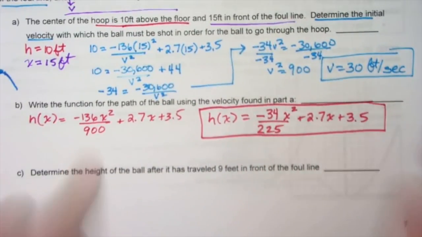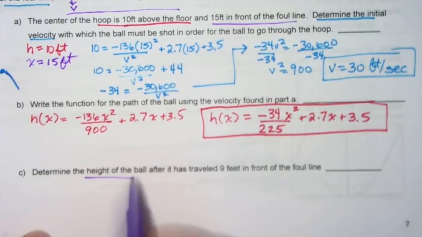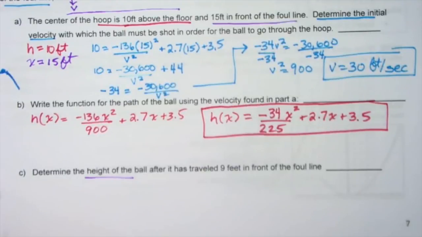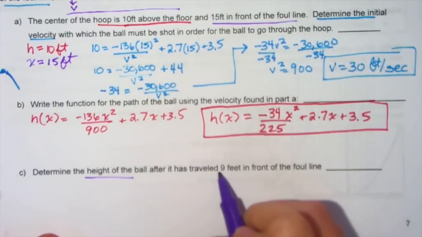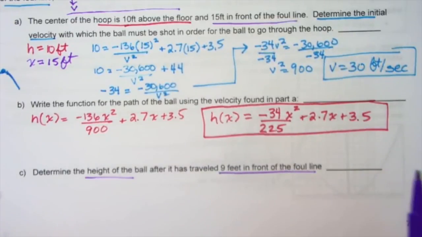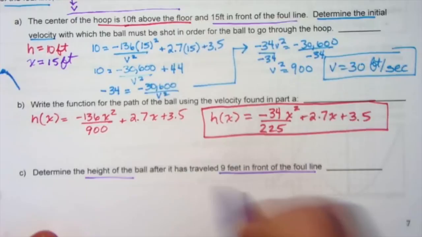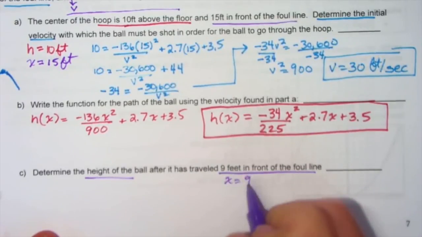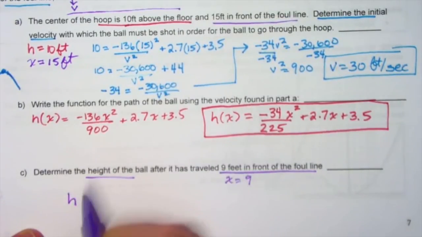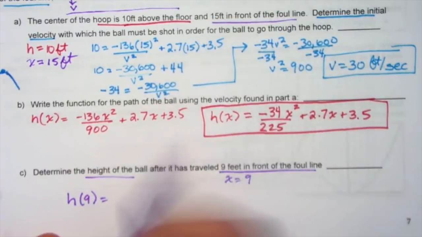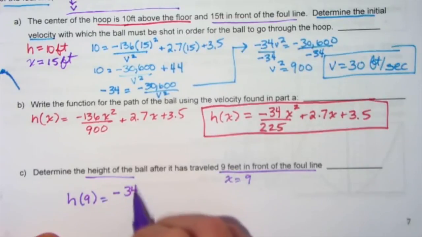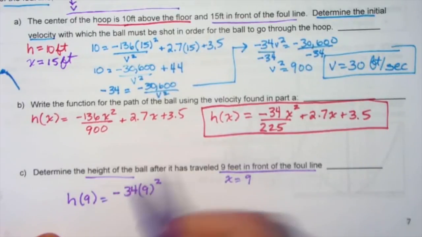And then for the last one, what is the only thing we need to do? We're trying to determine the height of the ball. And what information do they give us? And this 9 feet in front of the foul line stands for what variable? So they're giving us x is 9, and we just want to find h of 9. And so we can just plug it into this formula that we have. Why don't you guys type that in and let me know what you get.